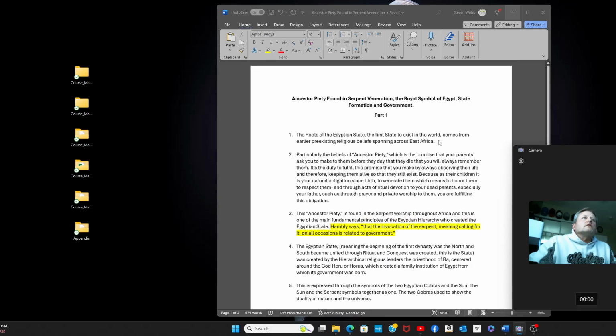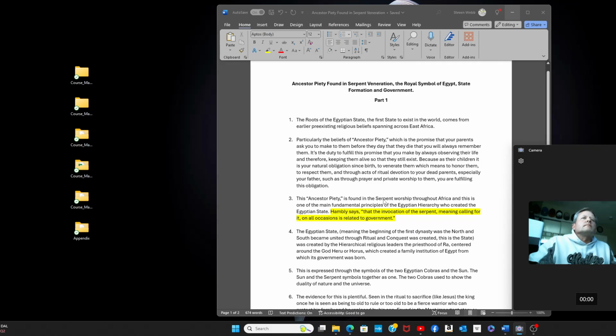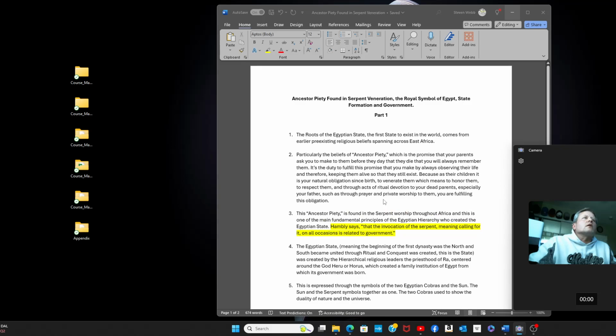There's a new video. I'm calling this one Ancestor Piety Found in Serpent Veneration, the royal symbol of Egypt, state formation, and government. So this one's going to be in several parts. I don't want to make them too long, and I want to try to group some of the information together in separate parts. So this will be part one.